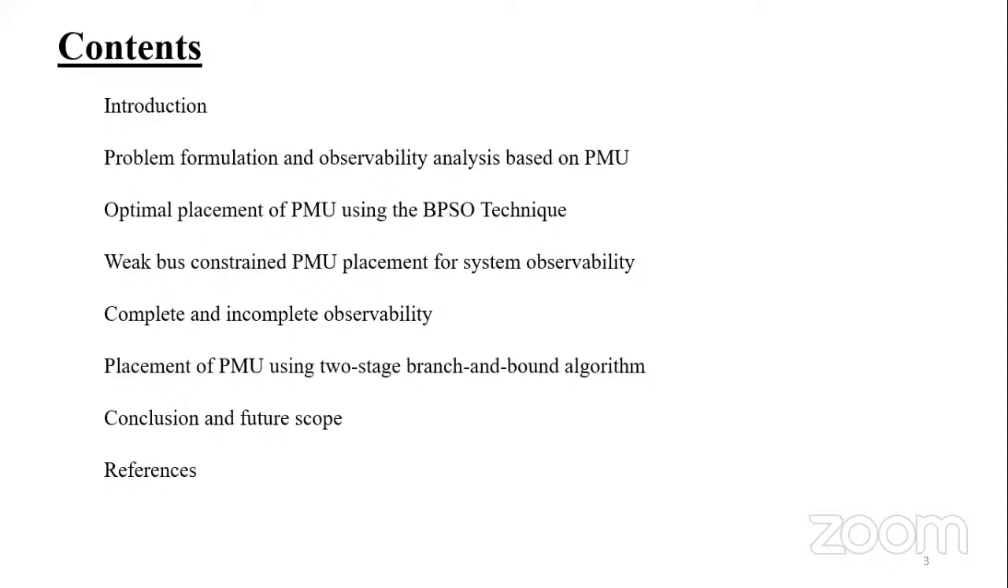So we'll discuss that. And the fourth point is based on complete and incomplete observability, which is also based on the depth of unobservability 1 and 2. So we will also talk about that. And the second method is placement of PMU using the two-stage branch and bound algorithm. Again, we will talk about the two-stage branch and bound, and how we can use it in the optimal placement of PMU problems.